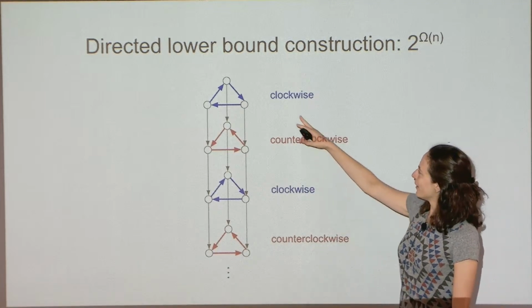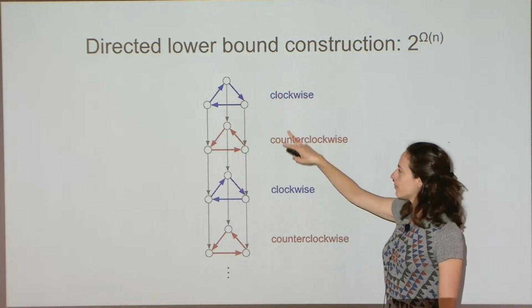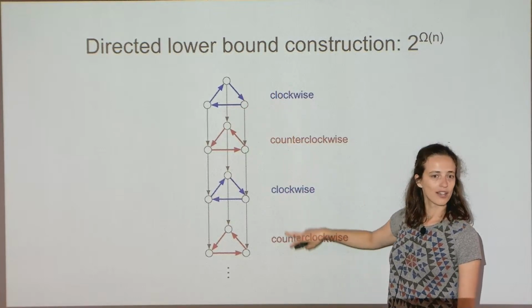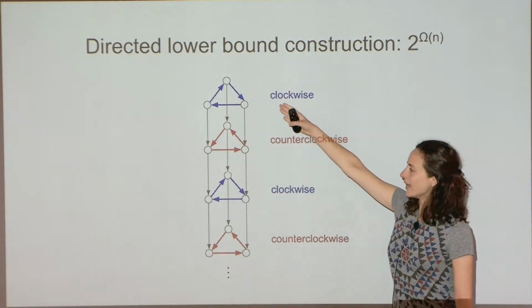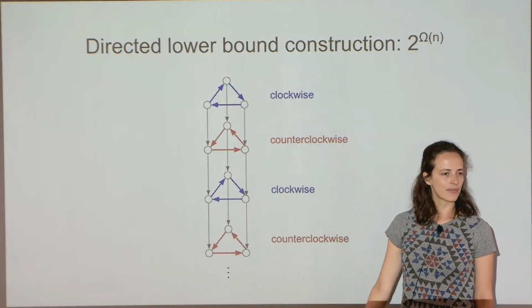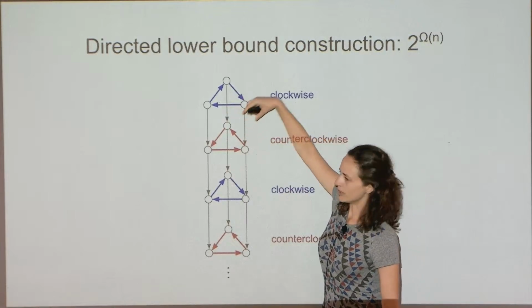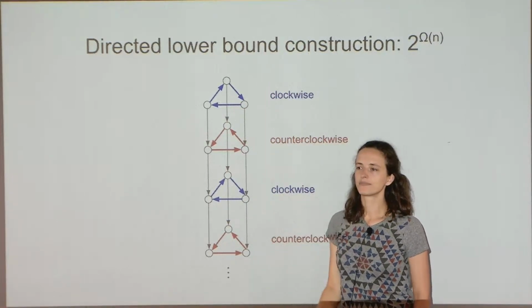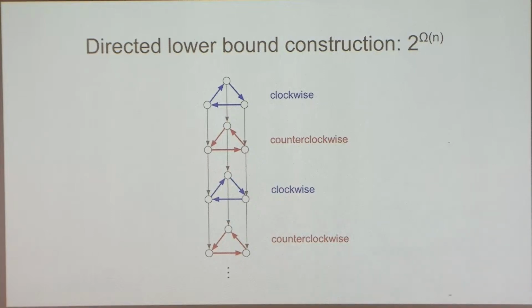So we have a directed triangle that's clockwise on the top. The next one is counterclockwise, then clockwise, then counterclockwise, alternating. And there are going to be n over 3 of these triangles. And then there's a bunch of matching edges in between them, and they all point downwards. And this is the entire graph of the lower bound.